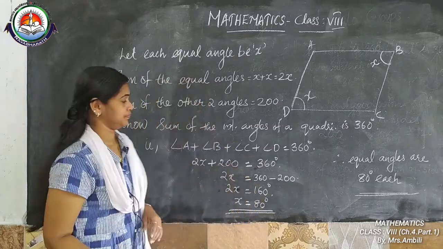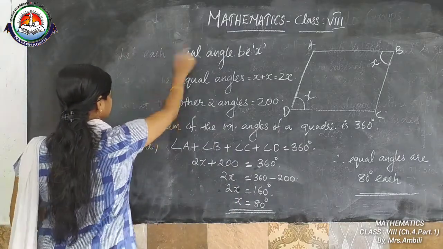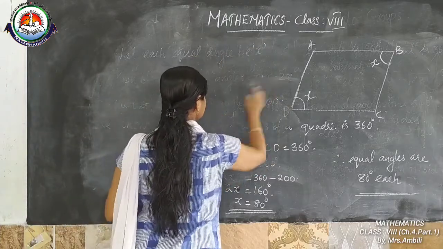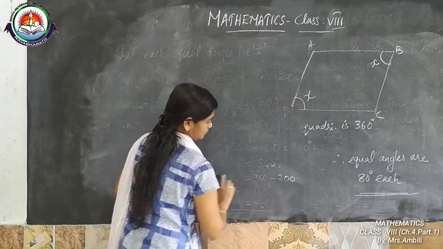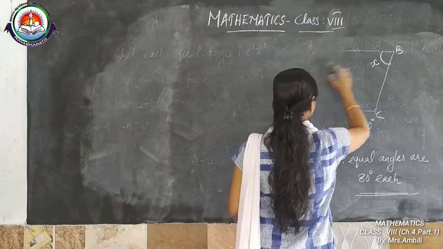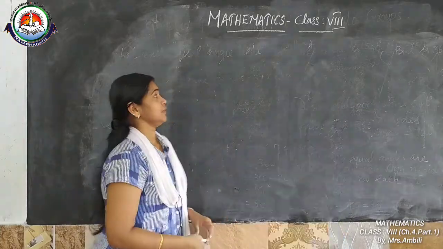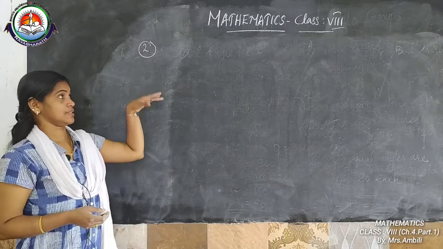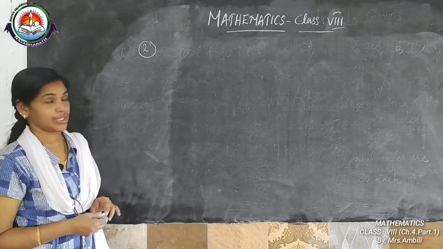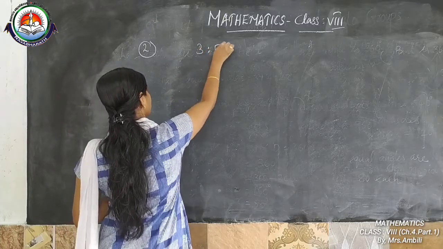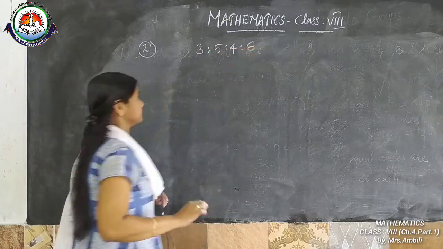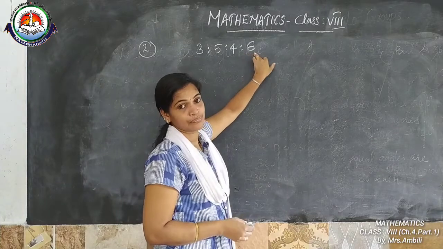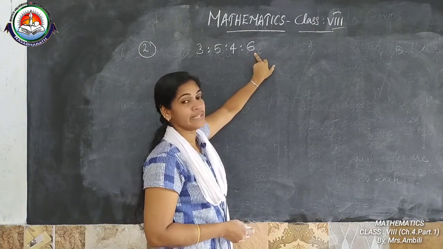Then one more question we can do. The second question: the angles of a quadrilateral are in the ratio 3:5:4:6. Find the measure of each angle.